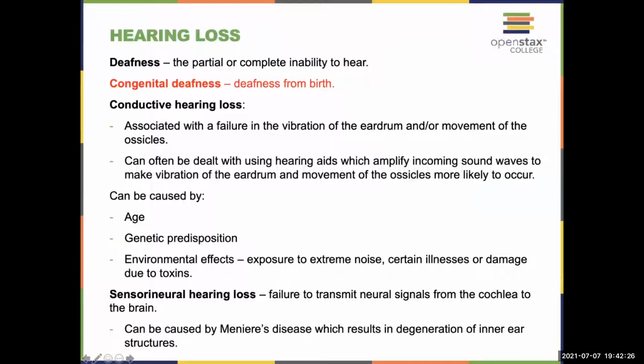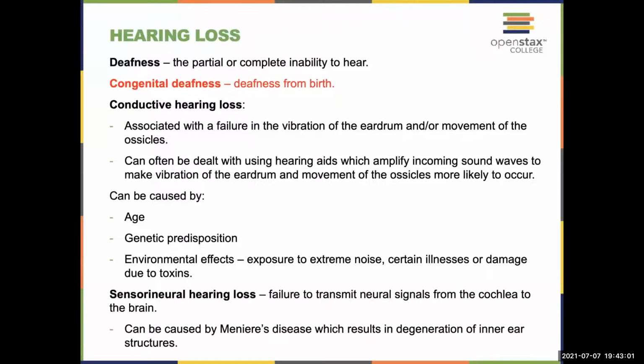And then there's hearing loss. Your book talks about a couple of different kinds of hearing loss. So obviously deafness is the partial or the complete inability to hear, right? So there could be different levels of deafness. And then there's congenital deafness. Whenever you hear the term congenital, that means from birth. Whatever it is that the individual is experiencing, in this case deafness, means they were born with that deafness.